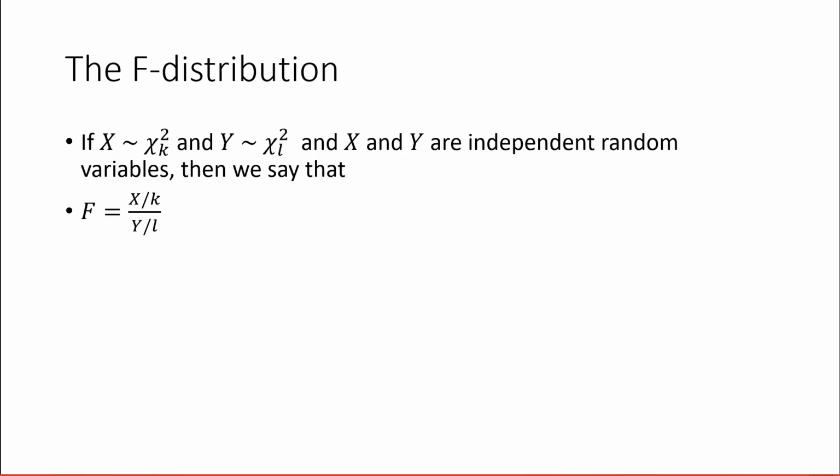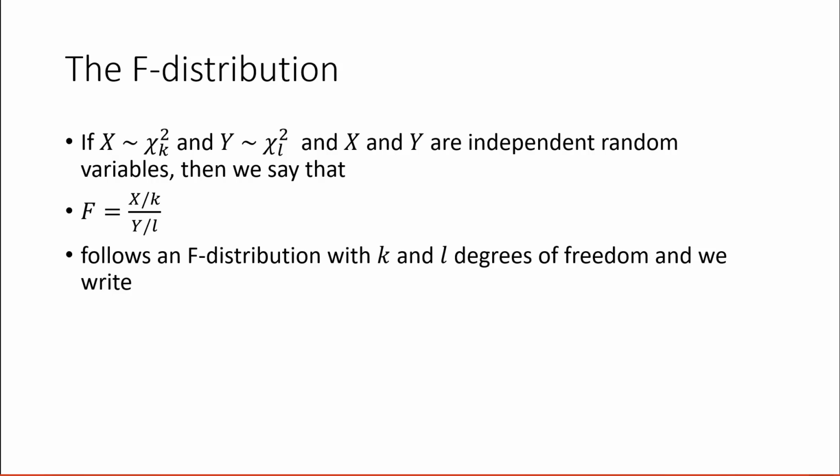And the notation we will use is the following. It follows an F distribution with K and L degrees of freedom. We always do these numbers K and L in this order. K is the degrees of freedom for the chi-square in the numerator, and L is the degrees of freedom for the chi-square in the denominator. We say that F follows an F distribution (K, L), or F distribution with K and L degrees of freedom.